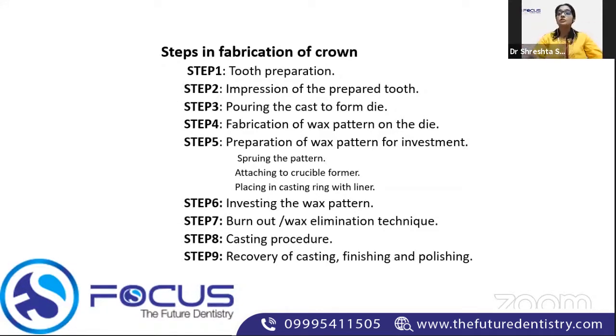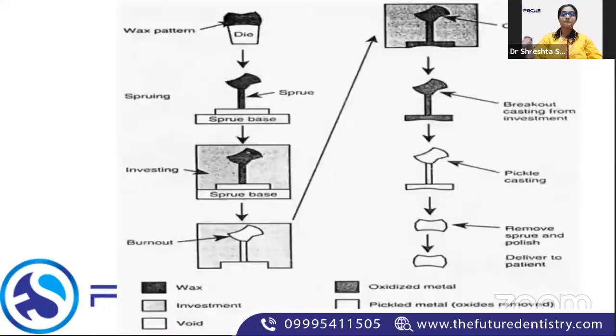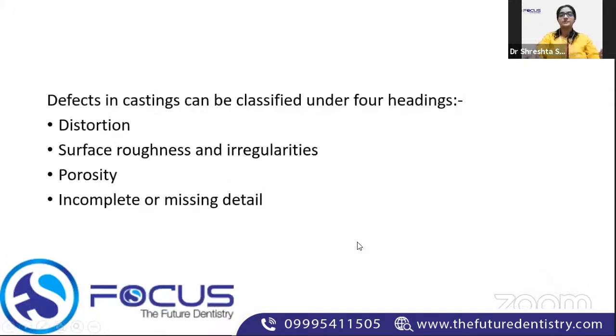Now, these are the general procedures that happen when you're fabricating anything, maybe a crown or a cast partial. Definitely, you have some amount of changes depending on the type of process that you're going to be using. So this is just a pictorial representation. You have a wax pattern on a die, and then you have the sprue which is attached to the wax pattern. Then you have the investment which is done. You burn it out, then you cast it with the metal, and then you retrieve it.